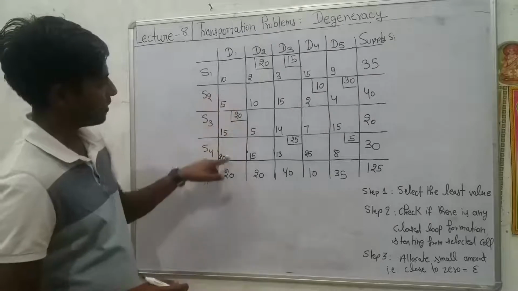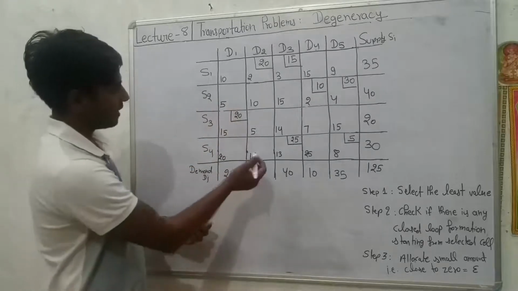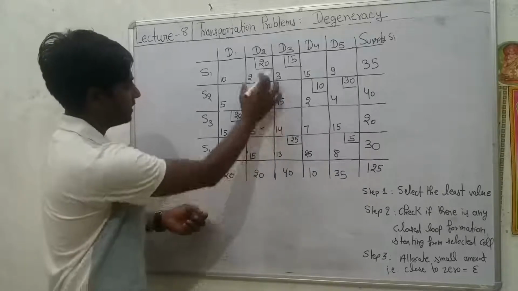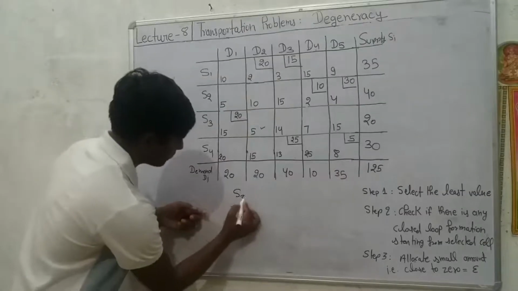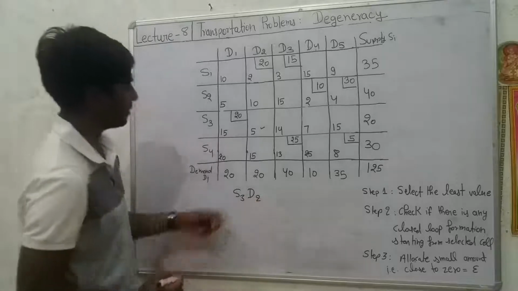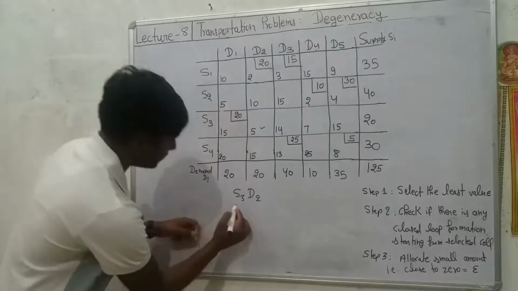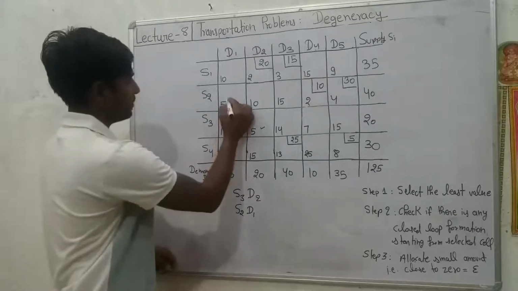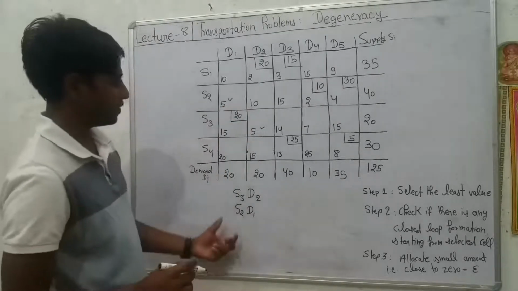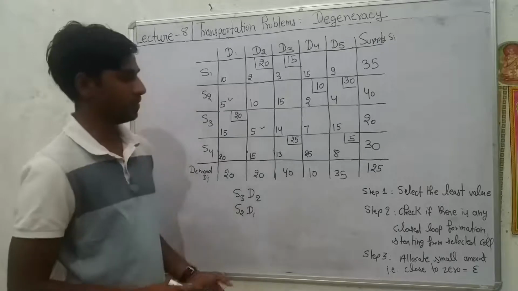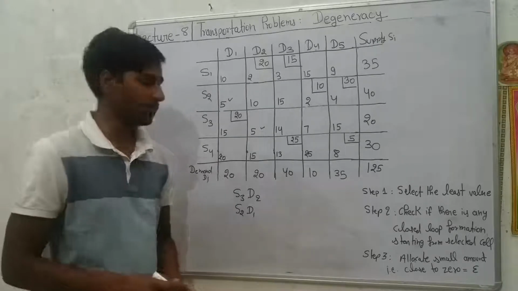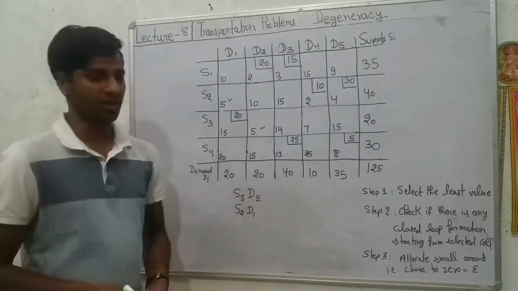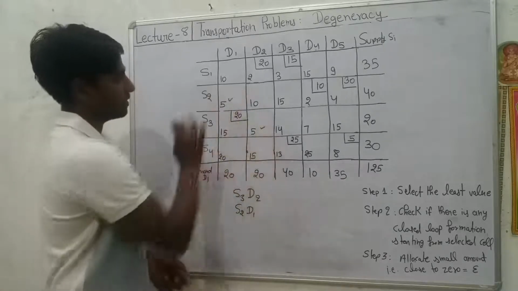In this particular table, the cell with minimum cost is this one, S3D2, and another one is S2D1. So basically there is a tie between two cells with minimum cost. At this stage we can select either of them. We can go with this one or this one.